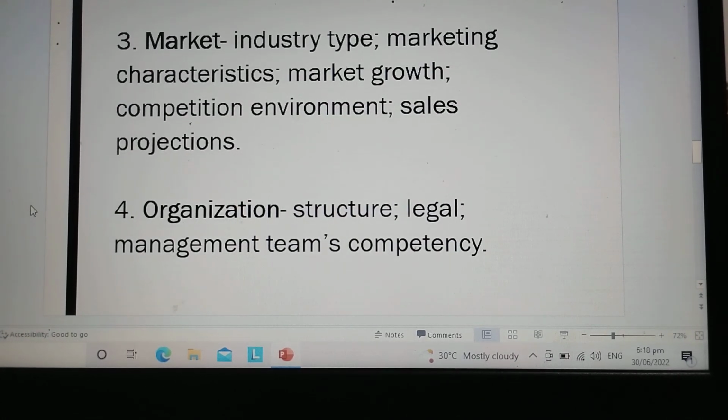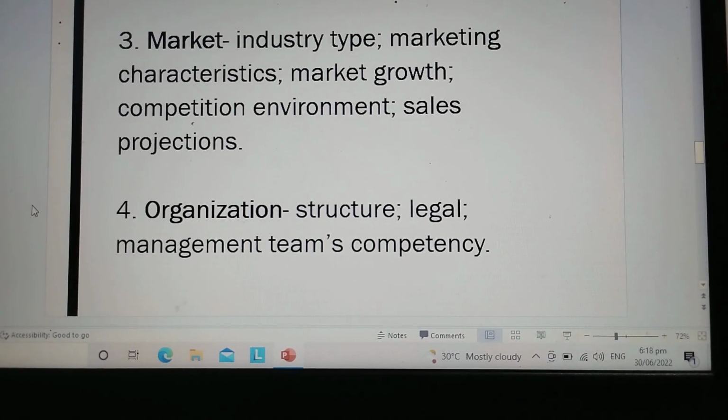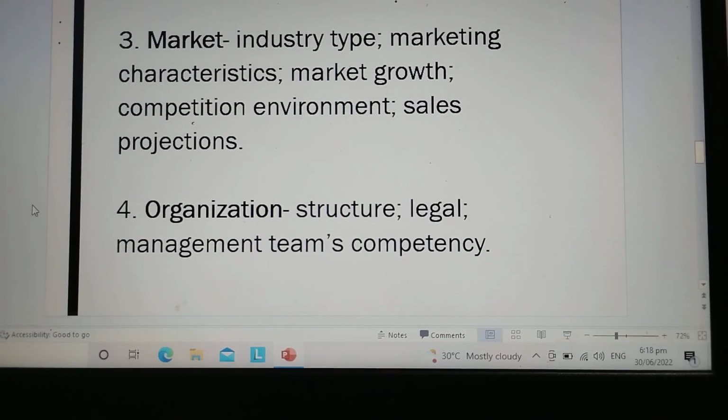Third, we have market: industry type, marketing characteristics, market growth, competition environment, sales projections. Type of industry, prevailing market future, market growth, competitors, and potential customers, projection of sales.